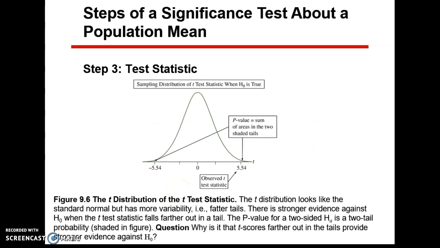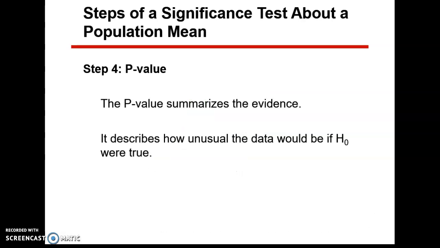So here they give you a picture of it. They're saying the possible observed t statistic is 5.54. And the p-value is the sum of the areas in the two shaded tails for the one they're showing you. So once again, the p-value summarizes the evidence, and we're going to use that to make a conclusion.